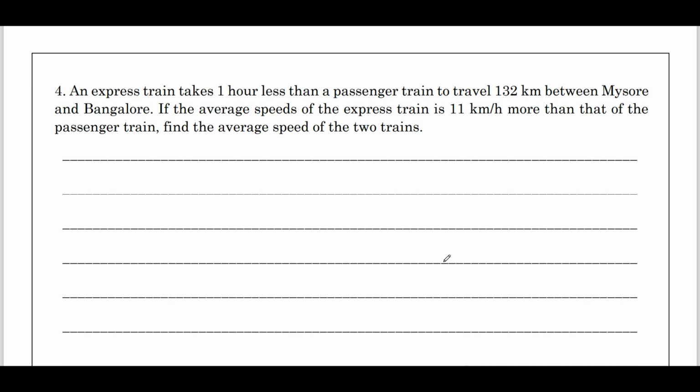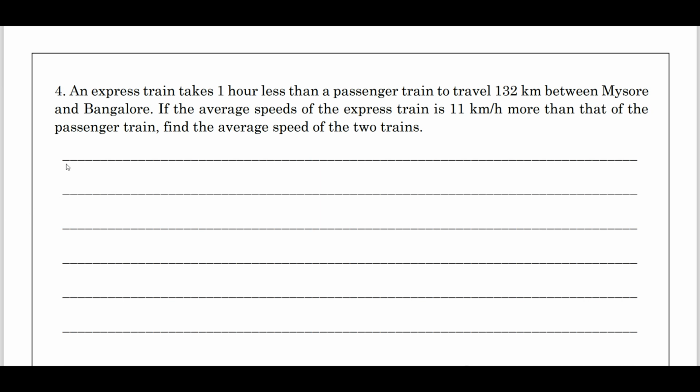Moving to next question. An express train takes 1 hour less than a passenger train to travel a distance of 132 km between Mysore and Bangalore. If the average speed of the express train is 11 km per hour more than that of the passenger train, we should find out the average speed of the two trains.